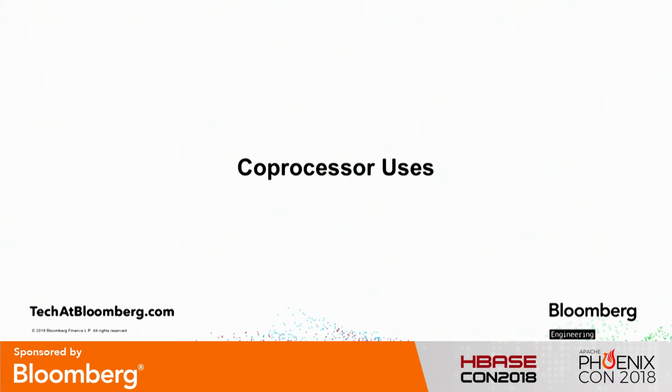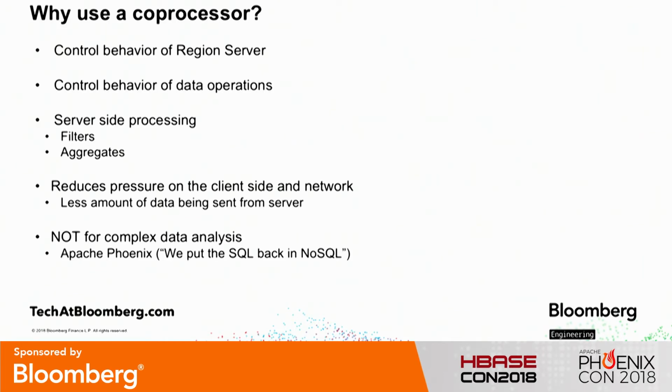So let's talk about one of the uses of coprocessors, which is some of the work that we've done. Just as an example, you can use the coprocessors to control behavior of the region servers, as we've talked about, and you can use them to control data operations. So in general, you can do server-side processing, like the filtering and the aggregates, and the reason to use something like this is that it could reduce the pressure on your client and on your network.